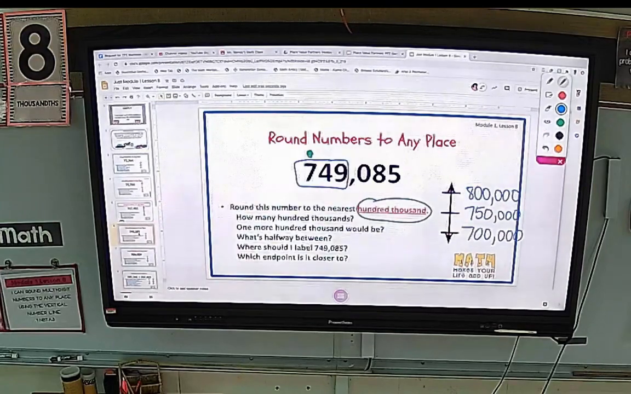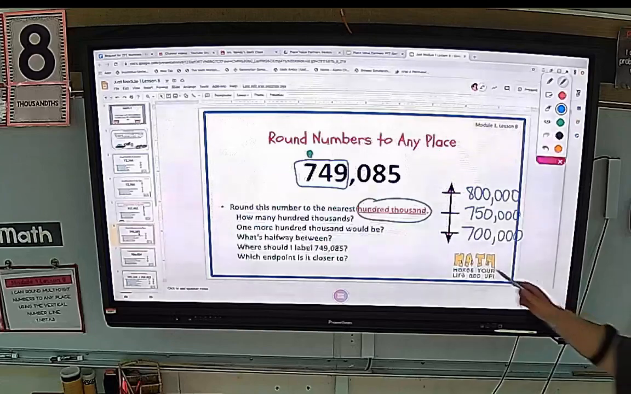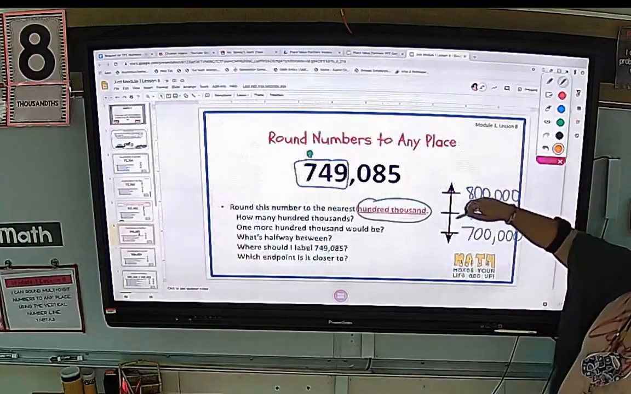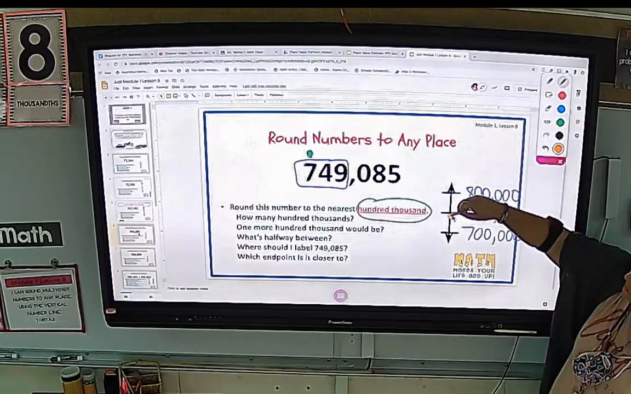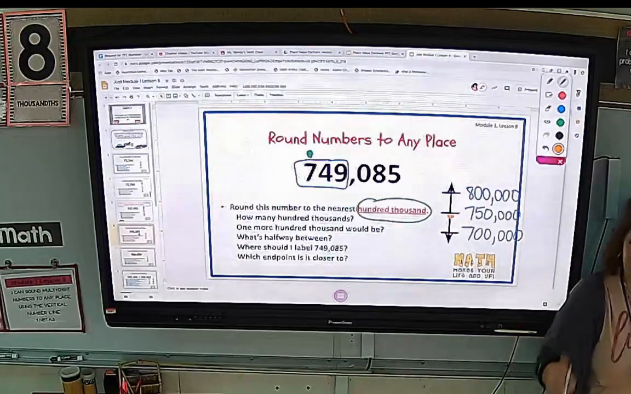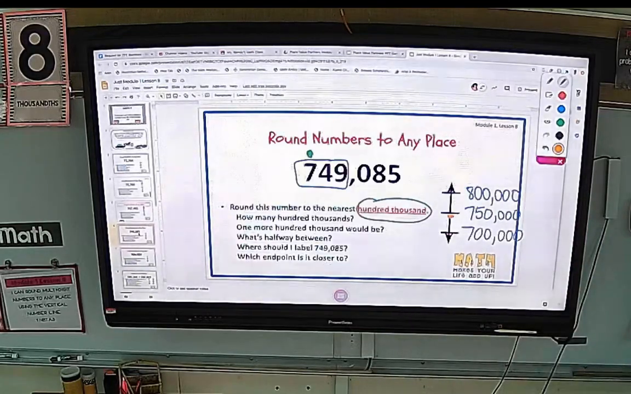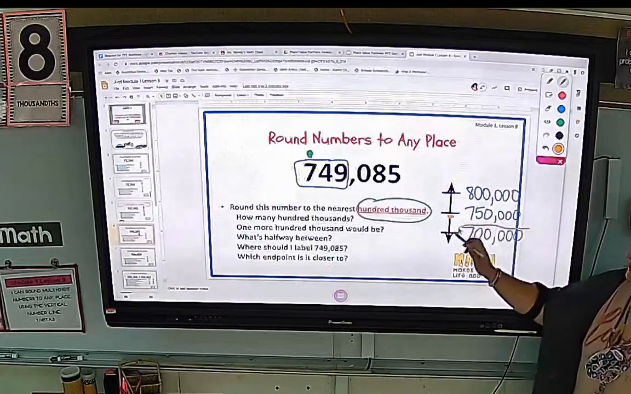Where did you put it? Bottom half. Gage, where'd you put it? Okay. Everybody, where'd you put it? Bottom half. 749. Ooh, it's right up under 750, isn't it? It's really close. But it's still in the bottom half. Close doesn't matter. It's still in the bottom half, so it's closer to 700,000.